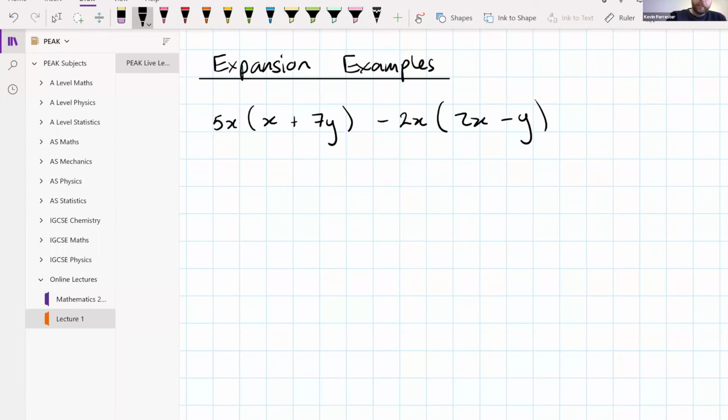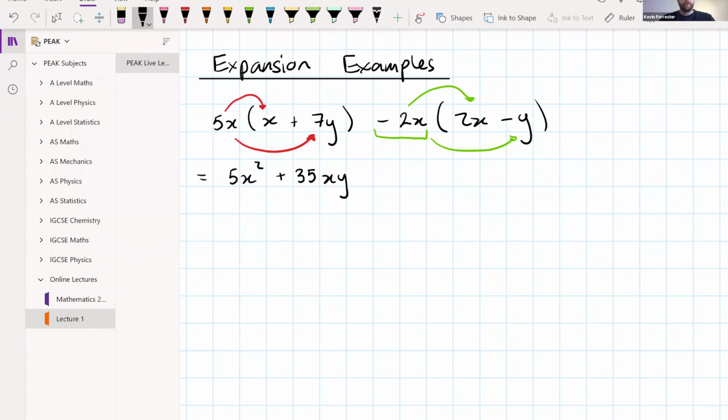So the 5x is going to multiply to the first term and to this last term in the binomial bracket, and the same thing with the minus 2x. Just remember, the minus belongs with the 2x. So that multiplies there and there. So 5x times by x, well, we know that x times x is x squared, and so it's going to be 5x squared. And then we have 5x times by 7y. Now 5 times by 7 is 35, and x and y aren't like terms, so we can just show that they multiply each other.